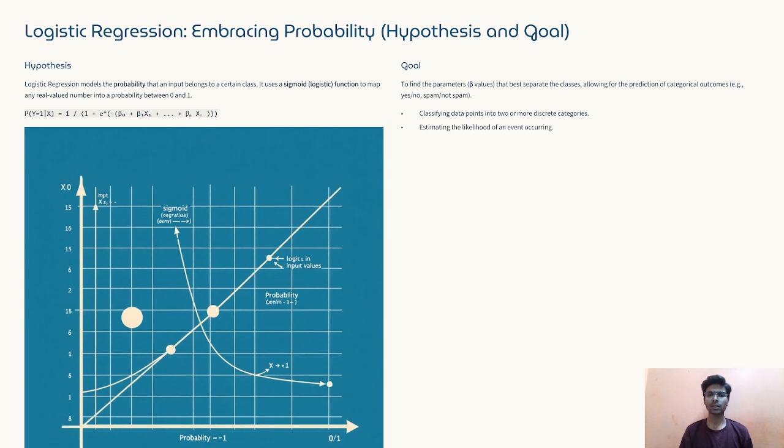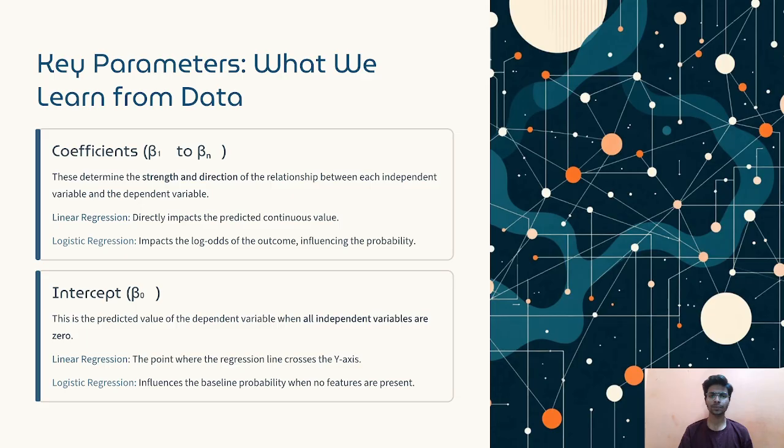The goal is to find the parameters, the beta values, that best separate the classes, allowing the prediction of categorical outcomes, e.g., yes, no, spam, and not spam. Classify the data points into two or more discrete categories. Estimate the likelihood of an event occurring.